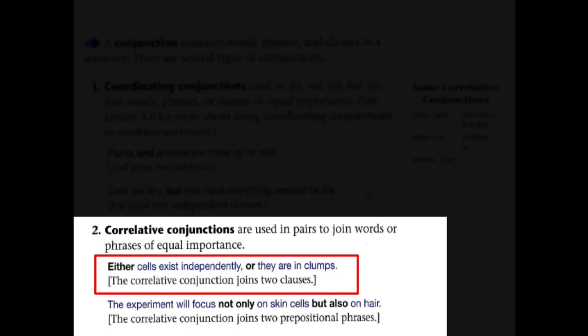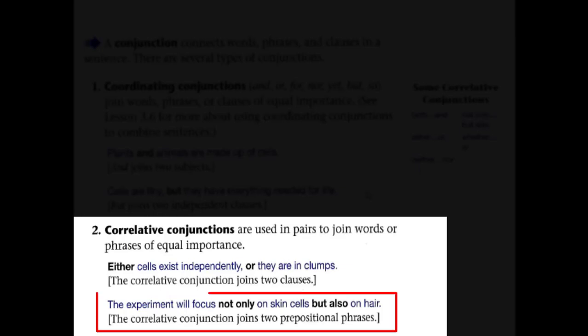The next example: the experiment will focus not only on skin cells, but also on hair. Not only, but also. That's the correlative conjunction in this sentence. In this sentence, the correlative conjunction not only, but also connects or joins two prepositional phrases. The first prepositional phrase is on skin cells, and the second one is on hair.